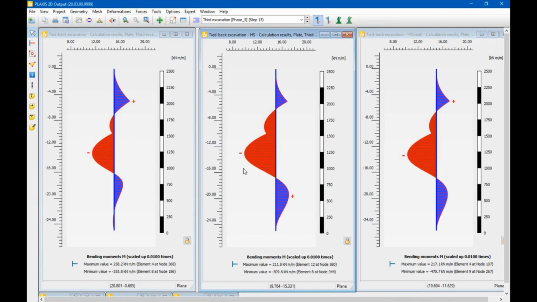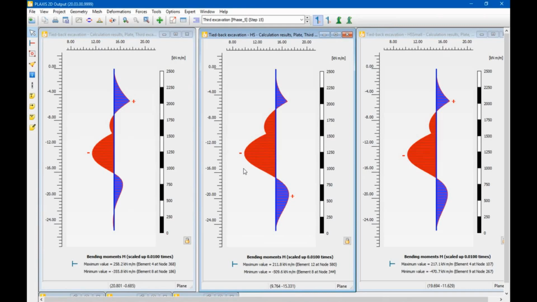If you look at the maximum positive value, for the hardening soil model the maximum is in the toe. For the other two, it's close to the top anchor. The differences are quite small, but if you look at the values, Mohr-Coulomb says 258, hardening soil 212, HS small 217. So the bending moment close to the top anchor is somewhat higher in Mohr-Coulomb than in the other two models.